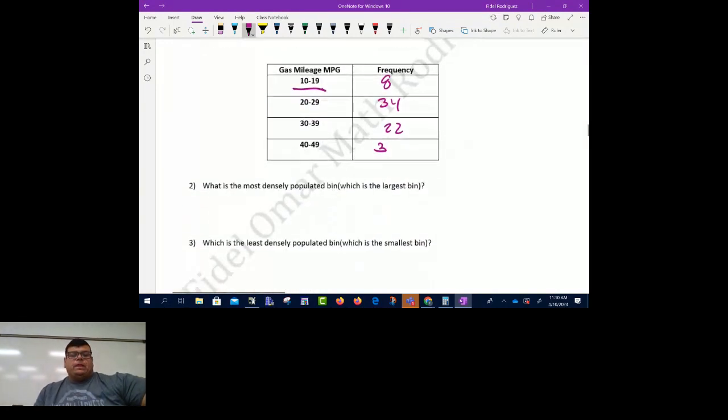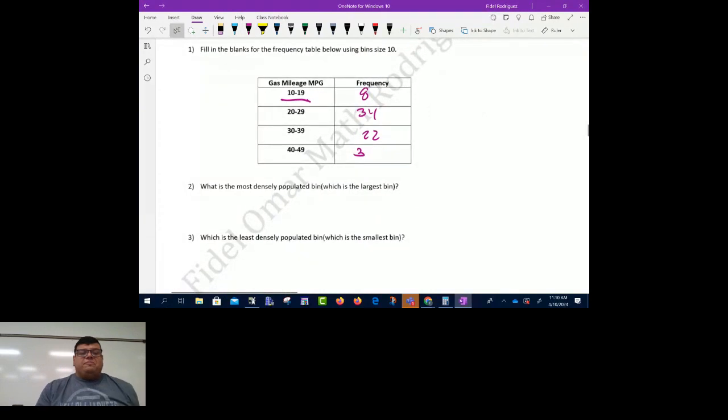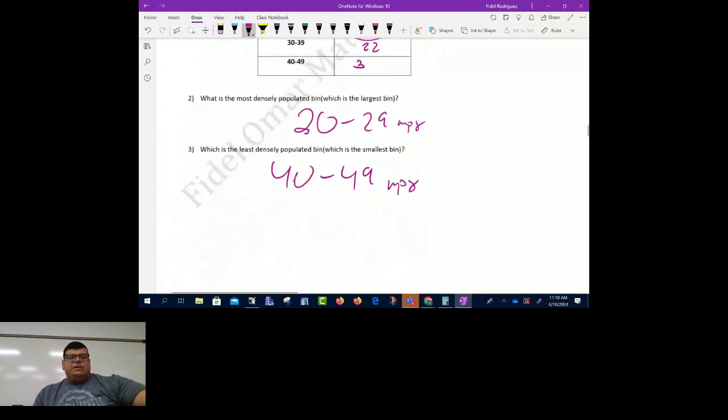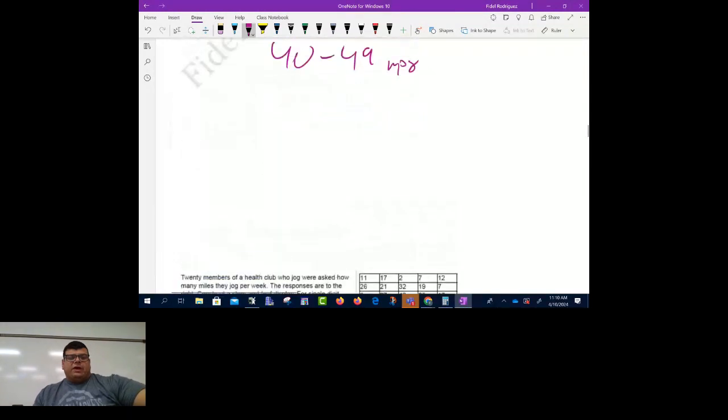Okay, which is the largest bin? Between the 20 and 29 miles per gallon, right? Because that one had the most, right? Which was the least? Between the 40 and 49 miles per gallon, right? And then it's asking us, okay, I guess that was it.